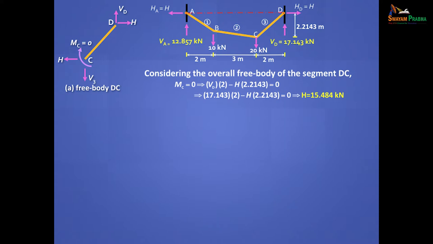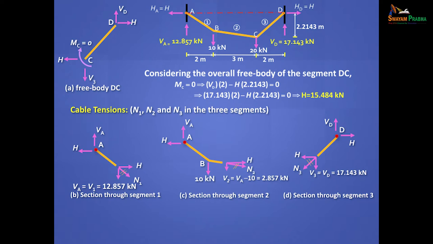Okay, you are saying the bending moment, if you cut a free body of that last segment, the bending moment here must be equal to zero, and this height is known, so MC is zero, which means the couple created by H is neutralized by the couple created by VD. So VD into 2 is balanced by H into the sag, 2.2143. And so you solve the equation, get H. Got it? Very simple.